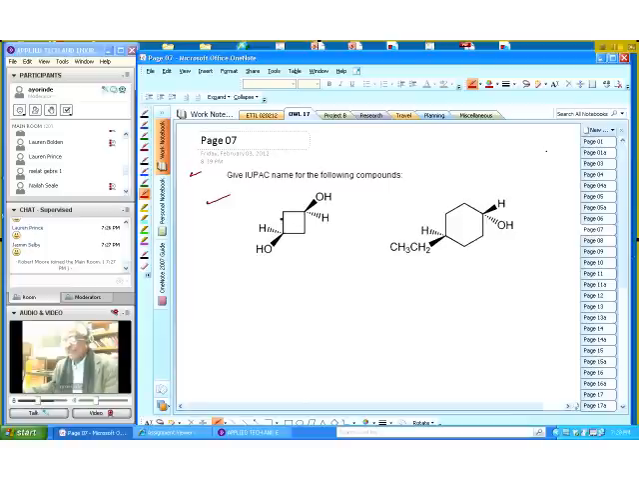Does anybody want to give this a try? Let me ask you a leading question. How many carbons do you have in this ring? Four. Okay, so that is a leading question. Therefore, how many hydroxy groups do we have on this molecule? Two. So now let us join this together. It is a ring, so we say trans. No, that would be cis, because this hydroxy and this hydroxy are on the same side of the ring. So this would be cis.